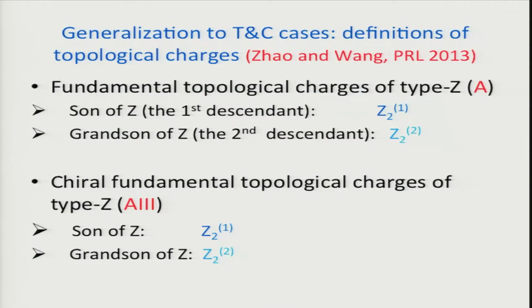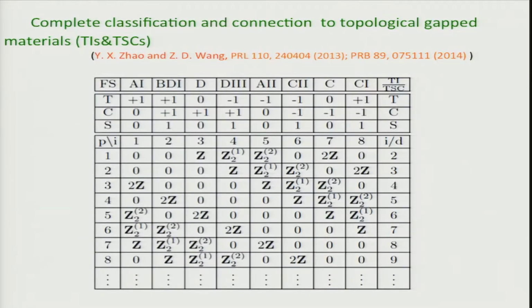So therefore, if we are using K theory, then you will find that we have a topological charge without any restriction or symmetry. Then this we call the fundamental topological charge. Normally it's Z. Then it has the first descendant, Z2, and the second descendant, also Z2. Similarly, for the AIII class, they also have another kind of family. So totally, then we can produce a so-called periodic table for all the Cartan classes, 10 classes.